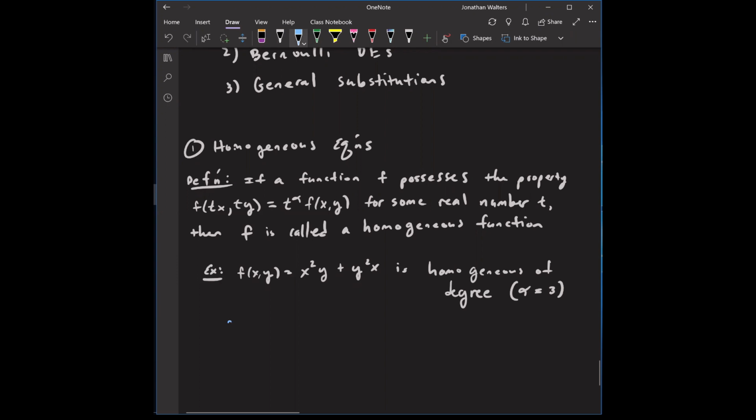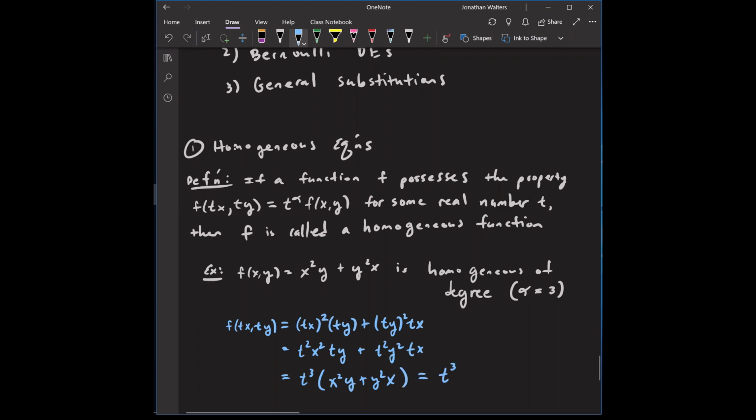So f of tx comma ty is equal to (tx) squared times ty plus (ty) squared times tx, which would be t squared x squared ty plus t squared y squared times tx. And we can rewrite that as t cubed times (x squared y plus y squared x), which is really t cubed times f of xy. That means the function is homogeneous of degree 3. So that's what we mean by a homogeneous function.